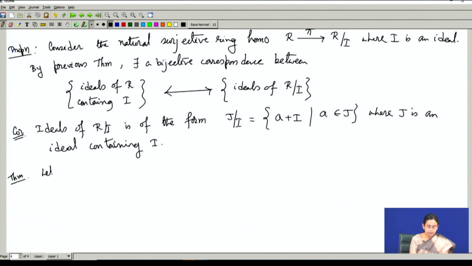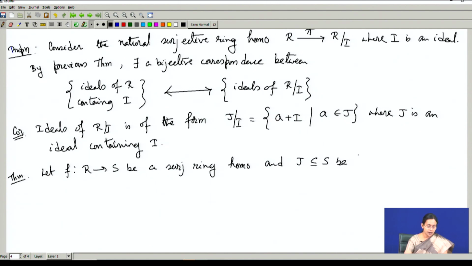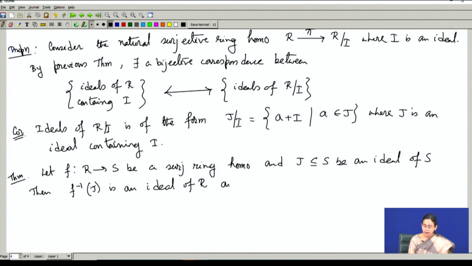So, let F from R to S be a surjective ring homomorphism and J contained in S be an ideal of S. So, J is an ideal of S, then it is saying that this pre-image, which we have already seen, is in fact an ideal of R, and I will have this isomorphism that R quotient F inverse of J is isomorphic with S quotient J.